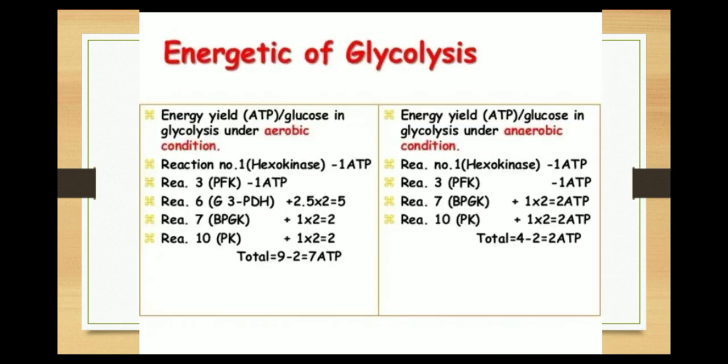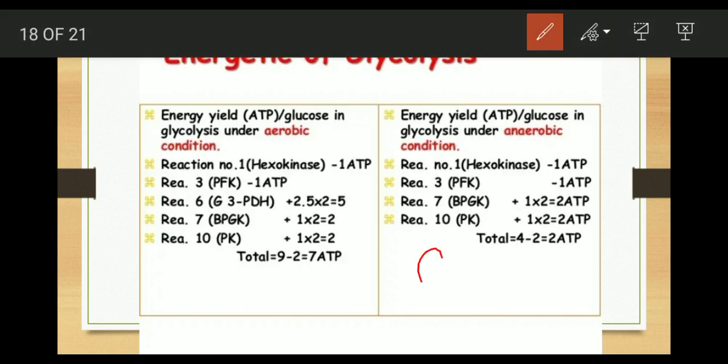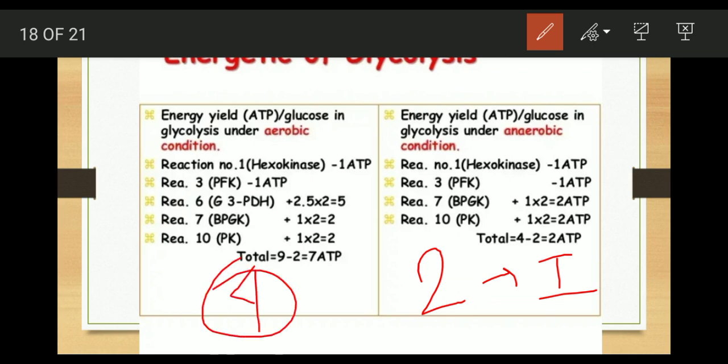Now let's see the energetics of glycolysis. In this step, the net gain of ATP is calculated. The net gain of ATP in glycolysis is 2. Two ATPs are invested in the investment phase, and after that, in the ATP generation phase, 4 ATPs are generated. So the net ATP formed is equal to 2 ATP.